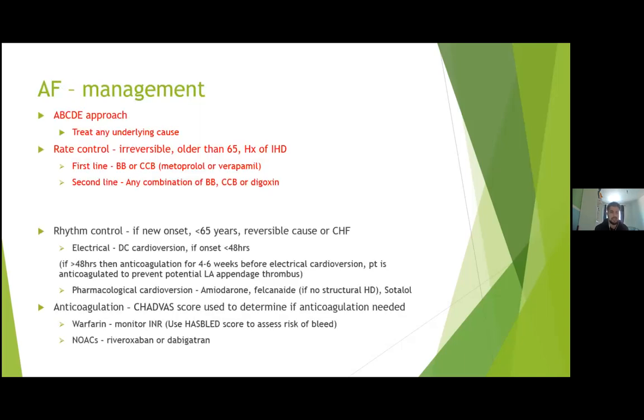Then I've got the generic management of AF, where you can do cardioversion, but again, this is specialist stuff that I don't think anyone would expect an F1 to do on their own at all.